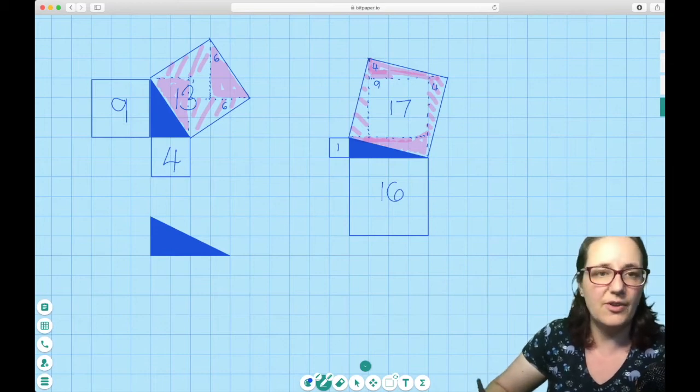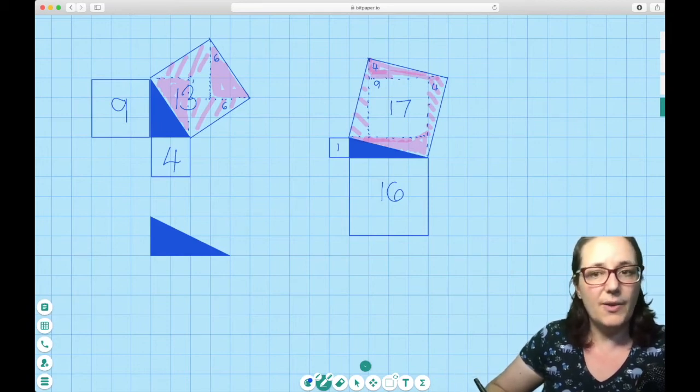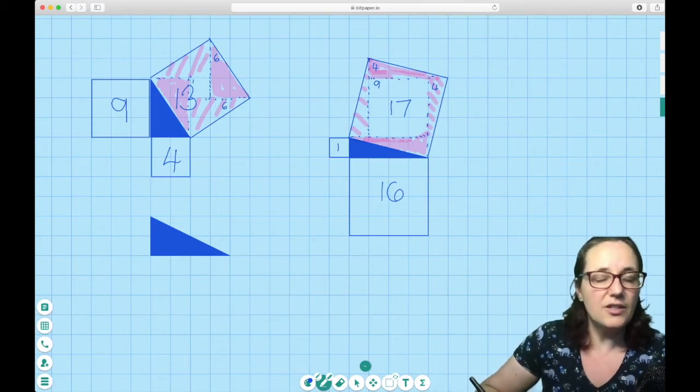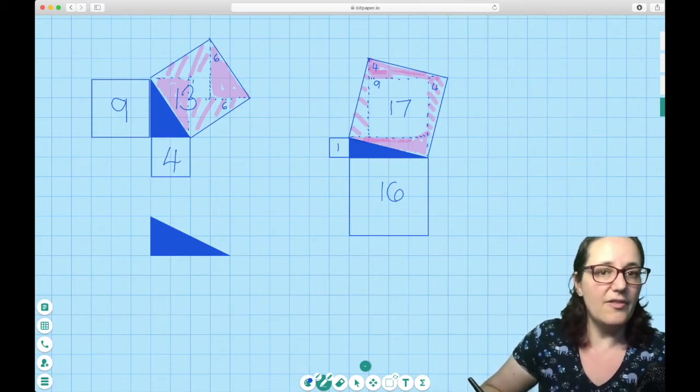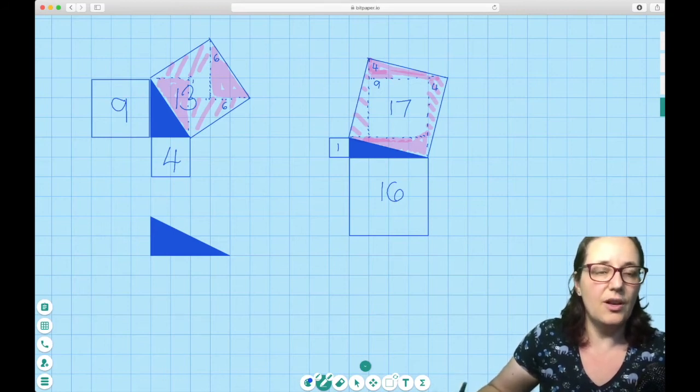Now hopefully you can see quite clearly with both of these diagrams that the area of the square on the bigger side is exactly the same as the area of the 2 smaller squares added up. And if I were to do it to that third triangle, we would find the same again. So this is the principle of Pythagoras' Theorem, that the area of the square on the hypotenuse of a triangle is equal to the sum of the areas of the squares of the 2 shorter sides.